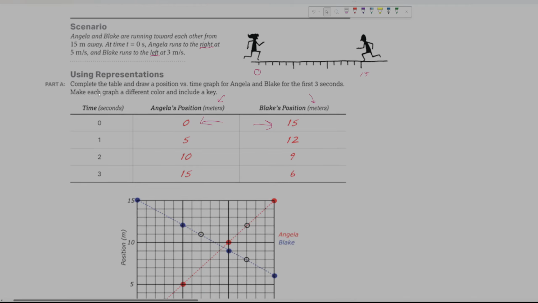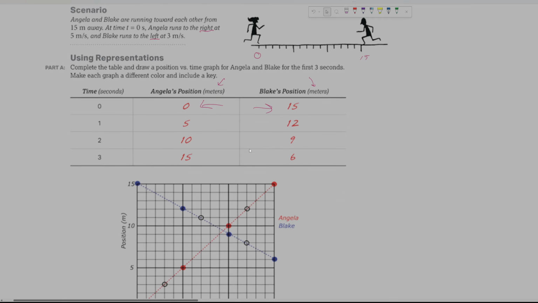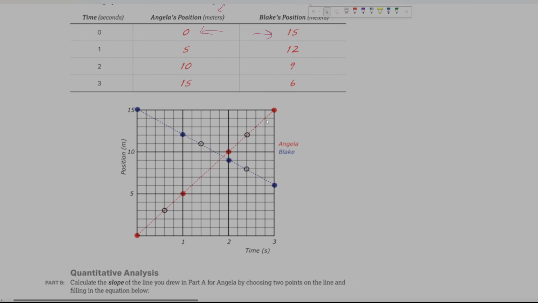Okay, make each graph a different color and include a key. If you don't have a different color, you can make one solid and one dotted or some other way to represent the fact that they're different. In this case, I've got blue and I've got red, and Angela is red, Blake is blue. And we graphed it. So make sure you start with these ordered pairs, okay? Time is on the x-axis, so that's going to be your x value for both people. And you just graph it, okay? You can see the solid colored dots are plotted points. Then we drew the best fit line.